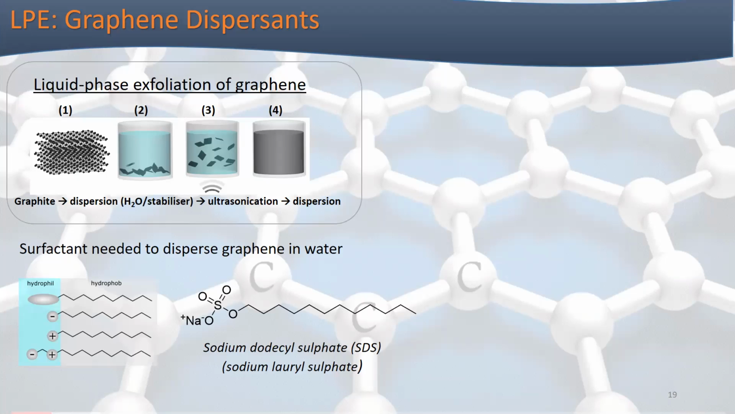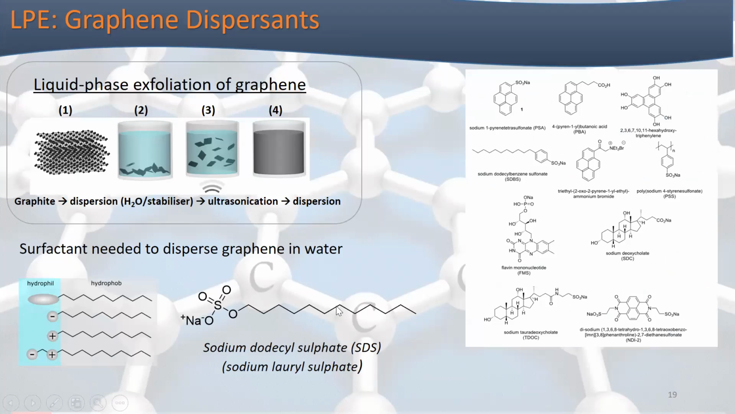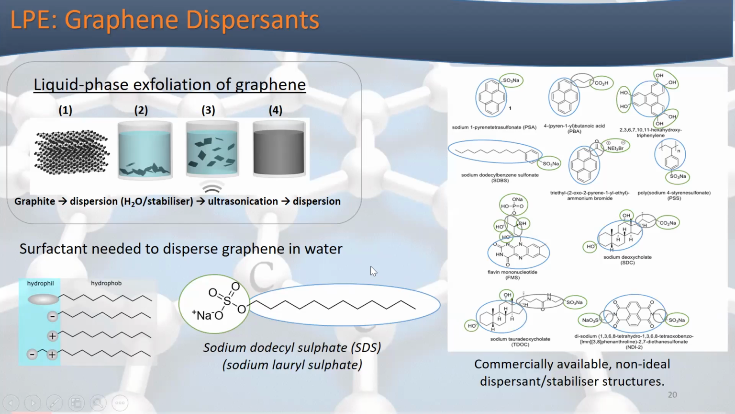The use of water as solvent in LPE is challenging because of the propensity of graphene to self-aggregate, and the quest for an efficient stabilizer which ameliorates such an effect has been an active area of research. This figure shows representative stabilizers used in graphene exfoliation. As you see here, this stabilizer works like a surfactant, so it has a hydrophobic part and a hydrophilic part.